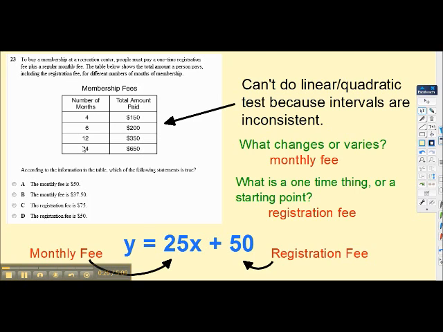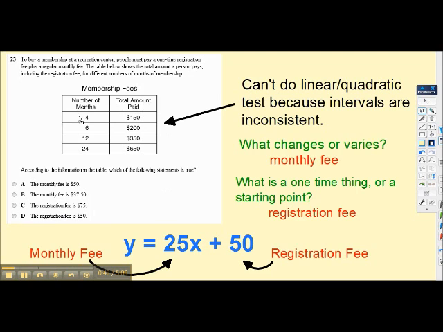So if we're looking at this, then they say, is the monthly fee $50? No, we said the monthly fee was 25. Is it $37.50? No, it looks like A and B are both out. Then the registration fee is 75. No, it was a one-time 50, so D must be the answer.